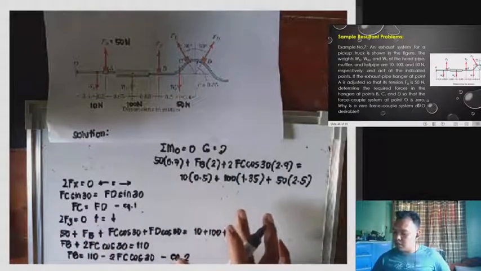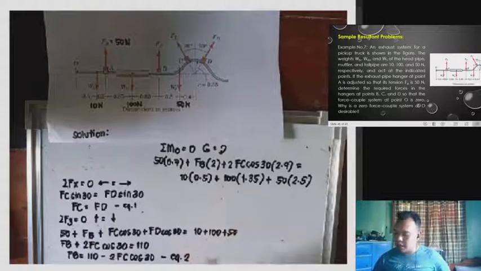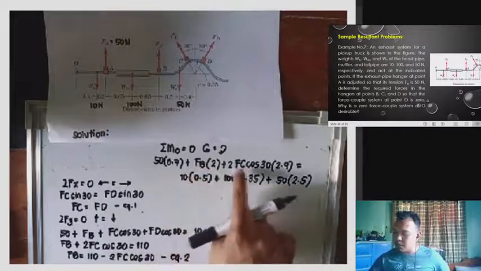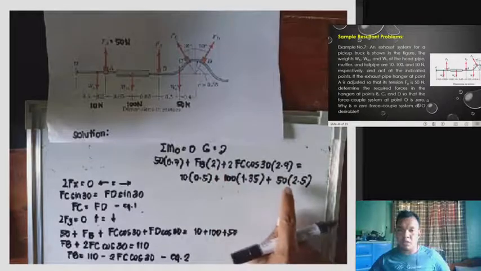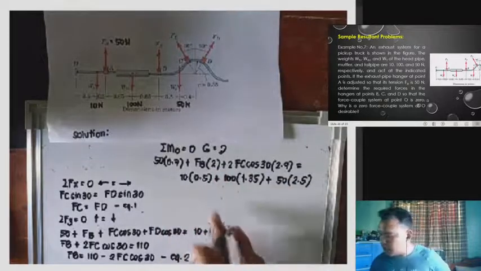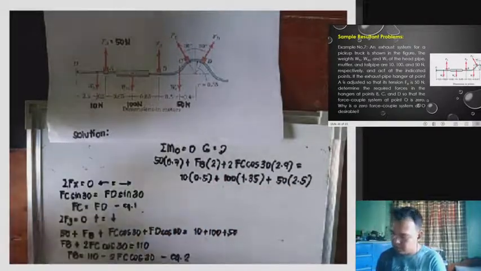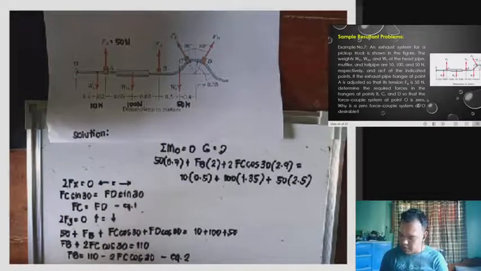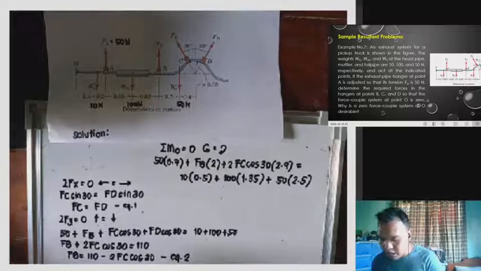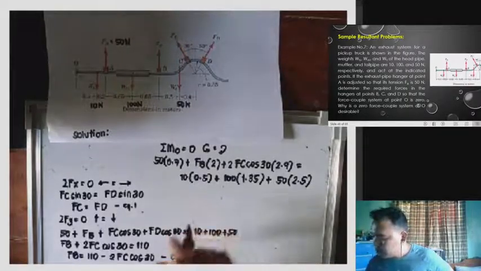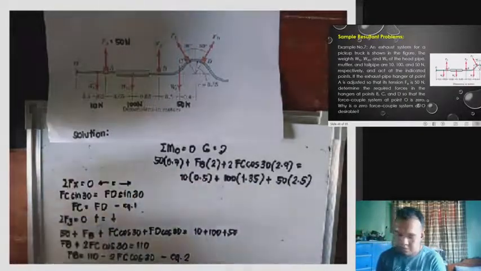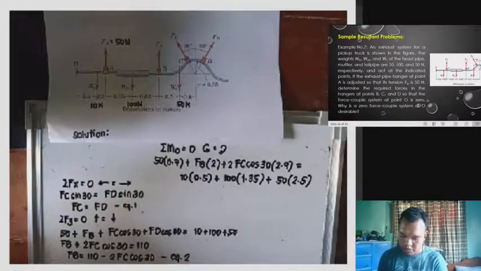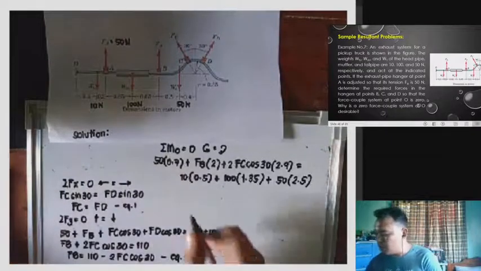And we all know na yung FB is equivalent nito at yung FC is equivalent kay FD, which is makukuha natin yung FC. Kasi nga, kung itong FB ay in terms of FC, so ibig sabihin puro FC na lang yung magiging ano natin dito. So, let's say na i-compute natin to. We have here 10 times 0.5 plus 100 times 1.35 plus 50 times 2.5 equals 265. Minus 50 times 0.7. So we have here 230.